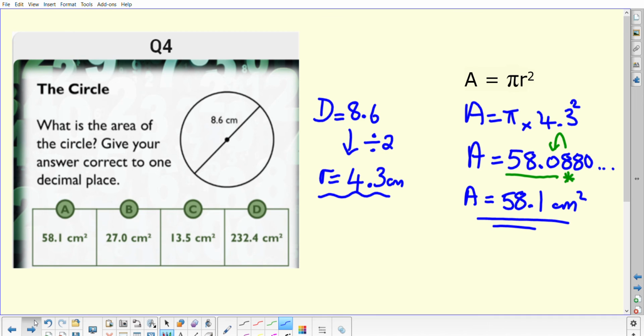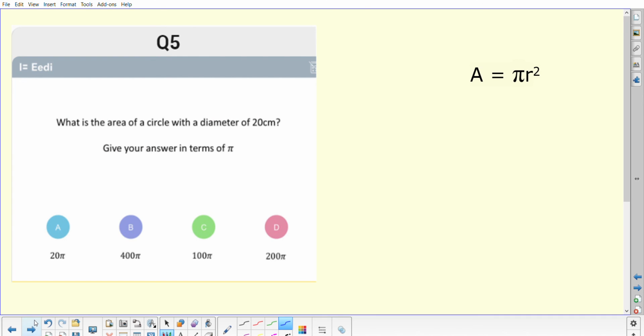And then the last question, question 5, what's the area of a circle with diameter of 20 centimetres? So again, no diagram here, but it's talking about the diameter being 20 centimetres. But of course, if we want to work out area, it's the radius we need. So we know that we need to halve that, so we get 10.